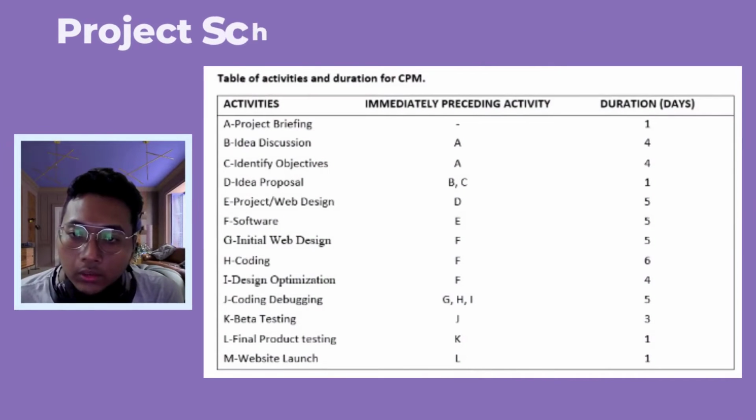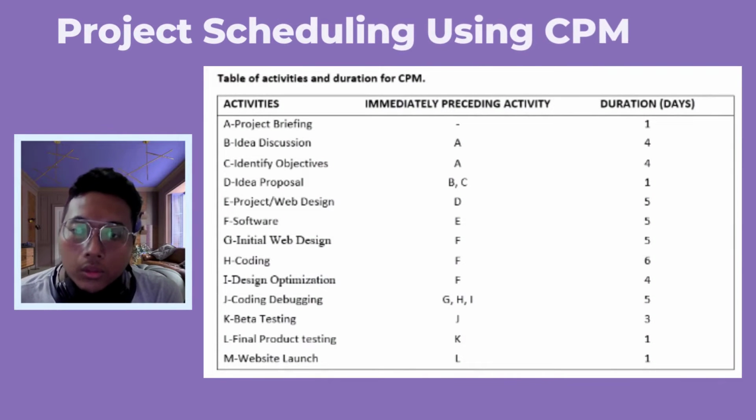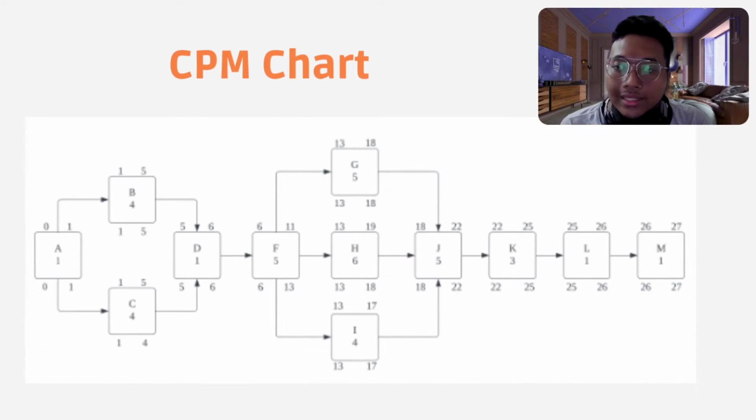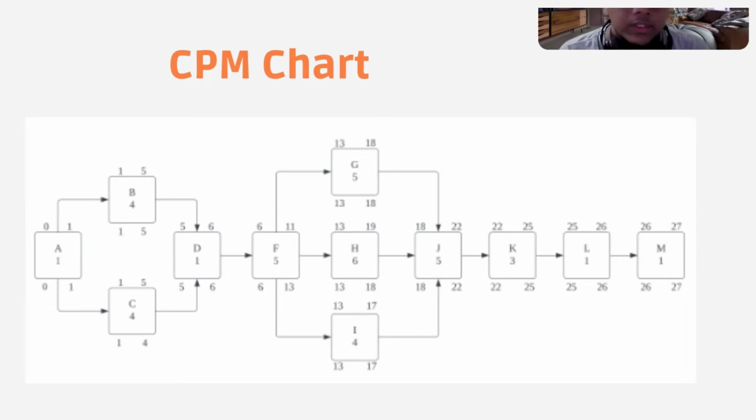Next is project scheduling using CPM. This table shows the activities and the duration for CPM. The activities were represented by letters and there are specific durations or due dates for each activity. The CPM chart shows how our progress is in schedule, although some activities were delayed, we still managed to overcome it by completing other activities sooner.